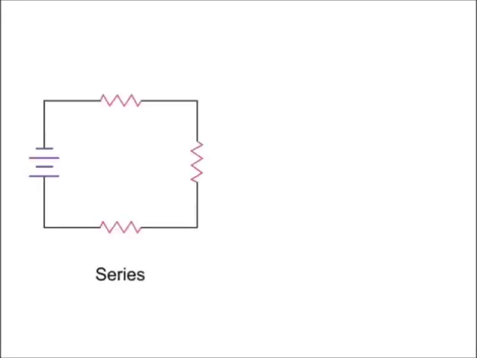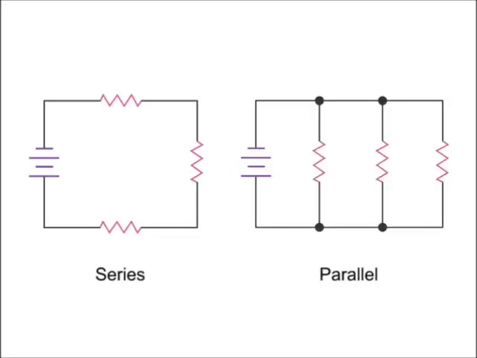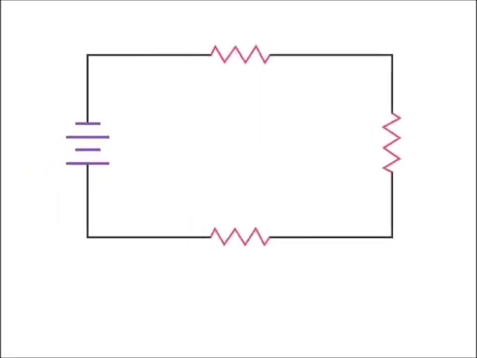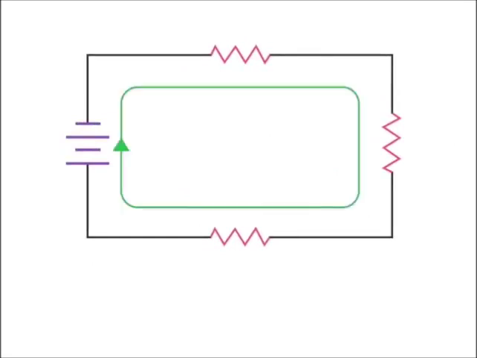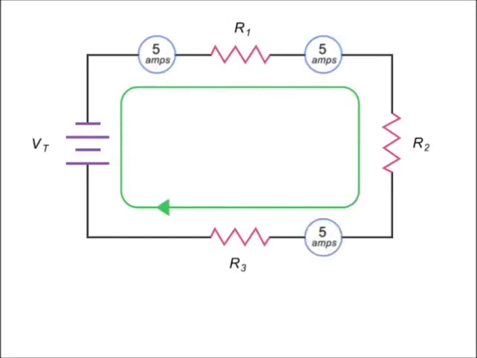The two simplest types of circuits are the series circuit and the parallel circuit. A circuit is said to be in series if all of its elements are connected along a single path with the current flowing in the same direction through each component. For instance, if the source current in a series circuit is 5 amps, then no matter where along the circuit you take an ammeter reading, it will also register 5 amps.